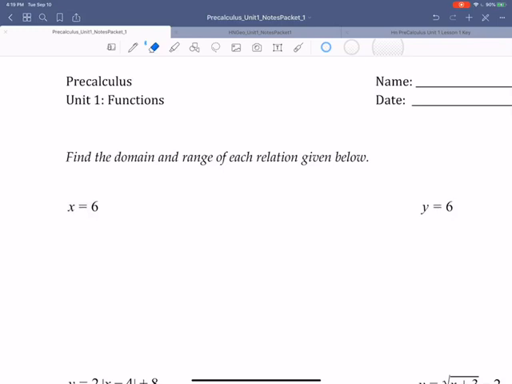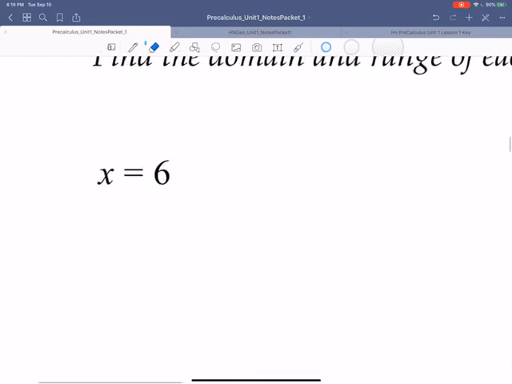Let's find the domain and range of each relation given below. So we'll start with x equals 6, which has a graph that is a vertical line. X equals 6 has only one domain value, 6. So the domain of x equals 6 is just the element 6.